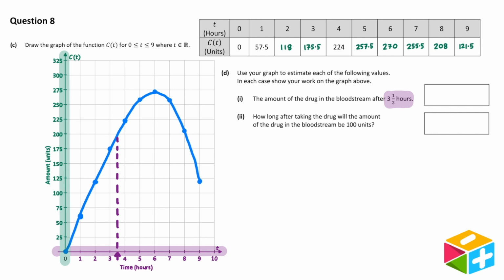To find the amount of the drug in the bloodstream, we just need to read off the vertical C of t value for this point. We can do this by drawing a horizontal line across. We get a value of 200. This is our estimation for the amount of the drug in the bloodstream after 3.5 hours.